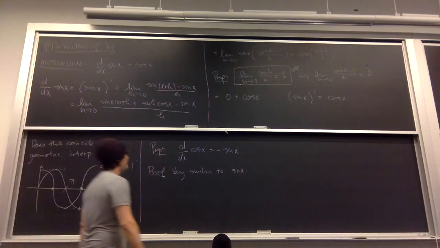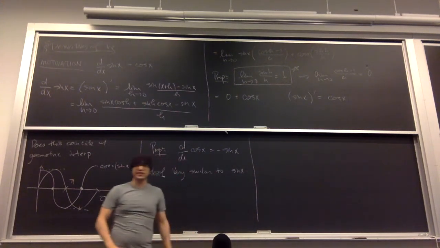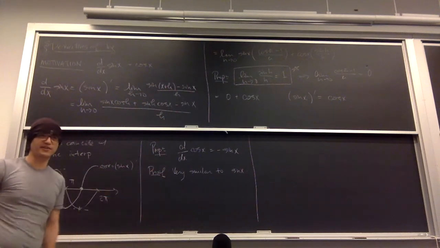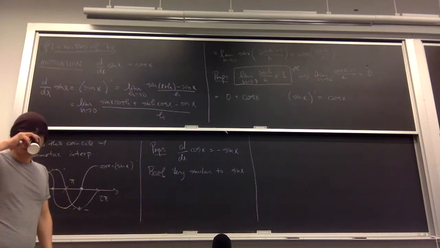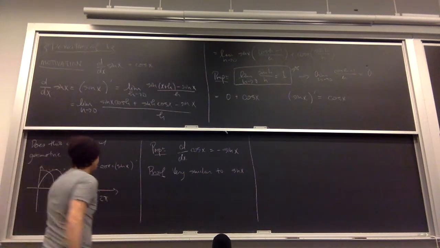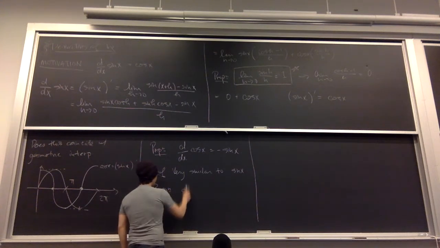Okay, what's the next thing that we need? So we have a derivative for cos. We have a derivative for sine. We just got to keep going. What's the next natural thing that we should get a derivative for? Tan. Okay. So then what should the derivative of tan be?